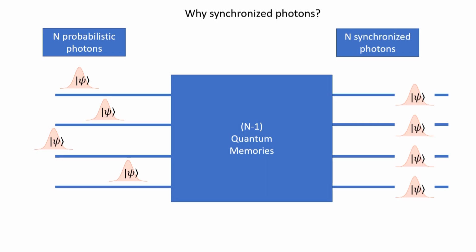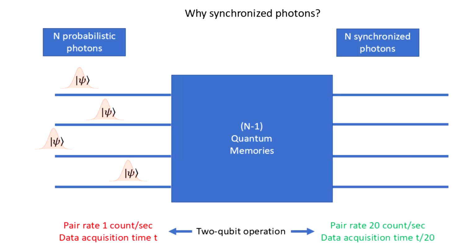So in that case, if I perform this computation using these probabilistic photons, then per second I can have only 1 pair of photons coming. And let's say to perform this experiment, I need a time t. If I synchronize these photons, then per second I can have 20 counts instead of this 1 count. So that decreases my experimental time by a factor of 20.